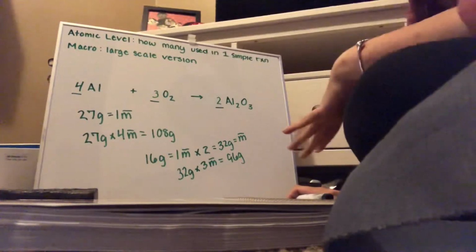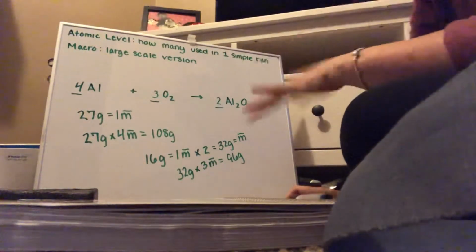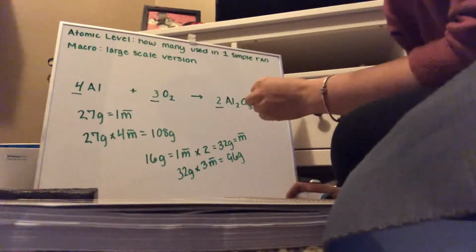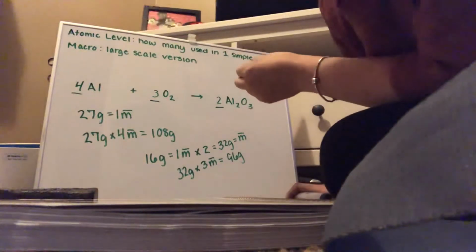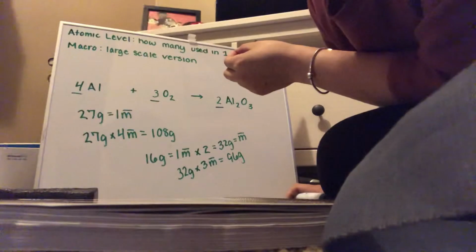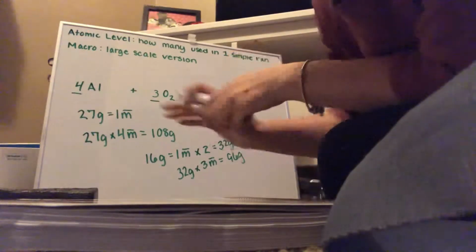Now on the other side, it's the same concept, but you're going to get a different number than just 108 and 96 together, I think. No.